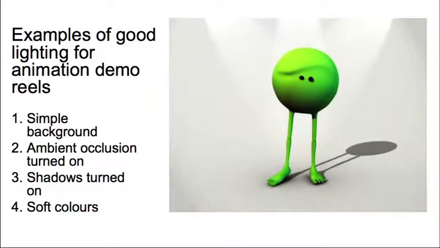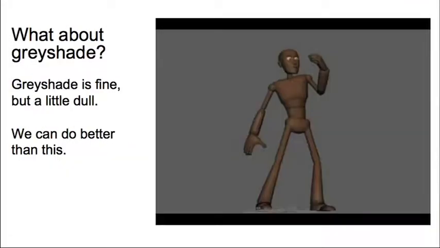Here's an example of Monty looking, again, a similar idea. Very, very simple textures, simple lighting, simple shadows, simple background and set, and we've got ambient occlusion turned on, which I'll come to in a minute.